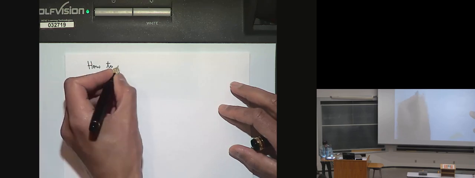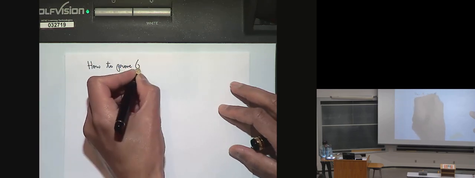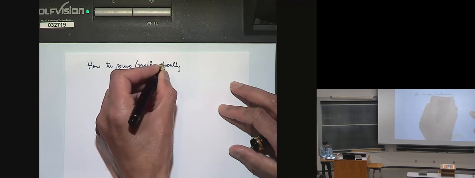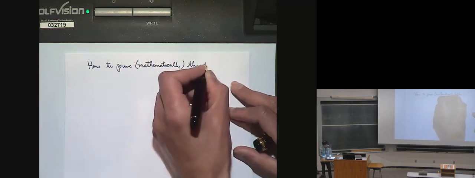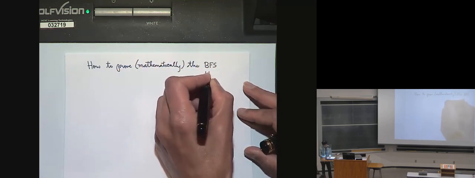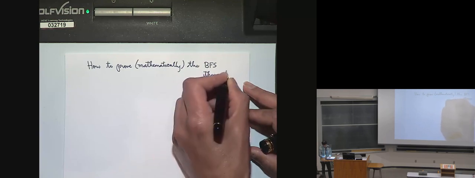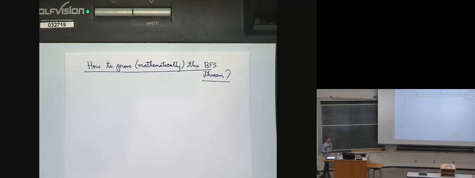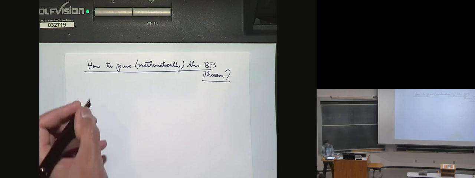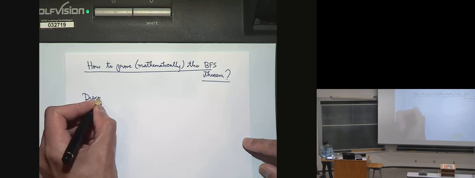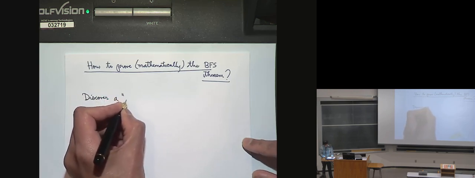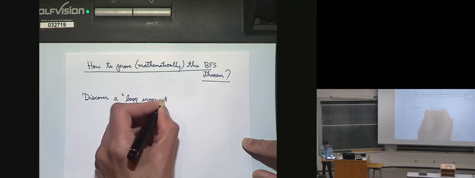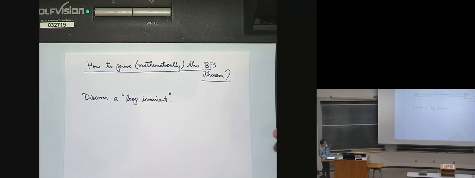How to prove, and by that I mean prove mathematically, how do you know that this is actually correct? So what we need to do is discover something called a loop invariant. So what is a loop invariant?